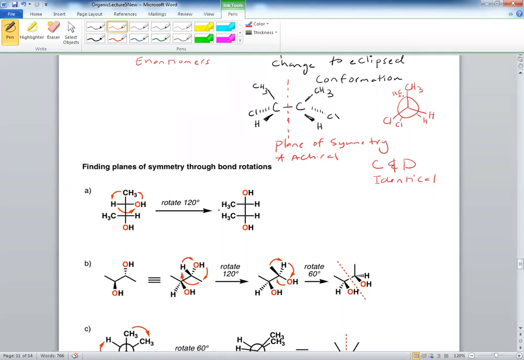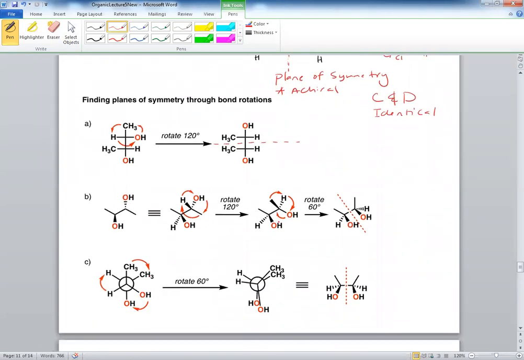And if you notice here, there is a plane of symmetry. There is a plane of symmetry here as well. Look at the rotation. Rotate 120. And you rotate another 60, you will see that there is a plane of symmetry. Also, if you have the Fischer projections, you rotate 60 degrees in this case, they will again match, and there's again a plane of symmetry.